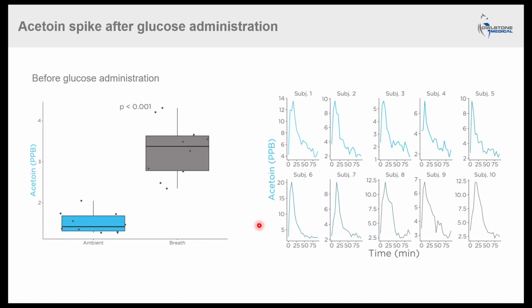Similarly to ethanol, we also measured acetoin, which is an intermediate of the 2,3-butanediol pathway that I mentioned before. Again, we see elevated levels in breath compared to the ambient. And then we observed a spike after glucose administration in all the tested subjects. And again, there is a bit of variability on the y-axis about the extent of the response.